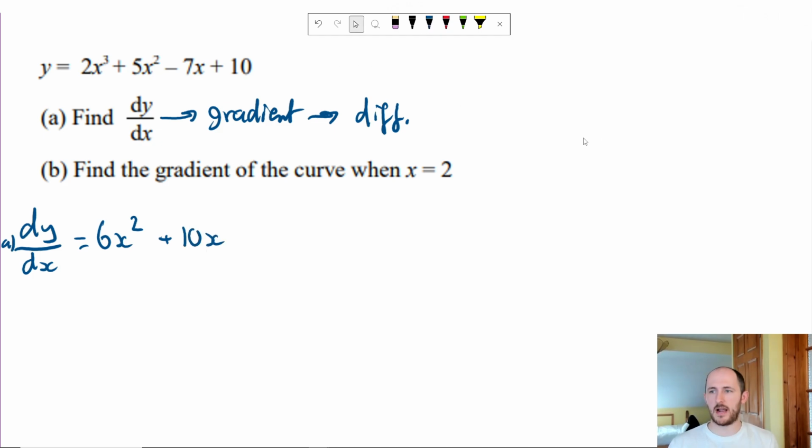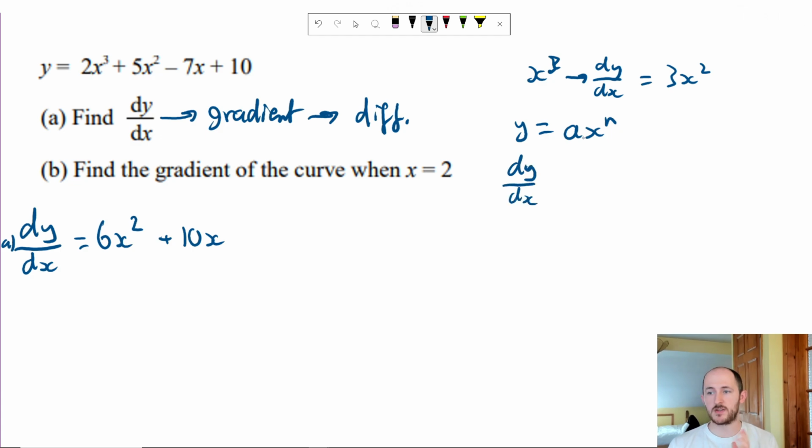Now, let me show you how this technically works. If you give yourself anything, for example, x cubed, if you differentiate it, you would get 3x squared. In general, this is how it works. If y is equal to ax to the power of n, then dy by dx is simply anx to the n minus 1. That's it.